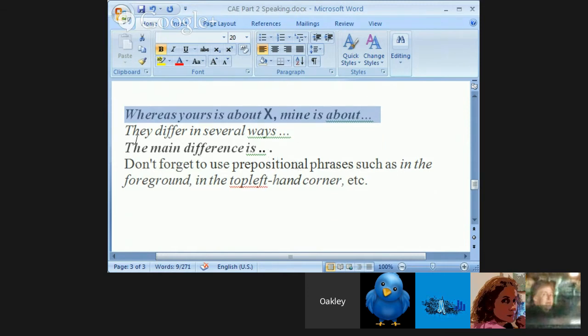I'm quite sure they want you to be using these kinds of signal phrases. The main difference is blah, blah, blah. Another possible difference is, and don't forget to use, again, the prepositional phrases, like in the foreground, in the top left corner, blah, blah, blah. When you're pointing out specific details, you should use prepositional phrases to point them out.